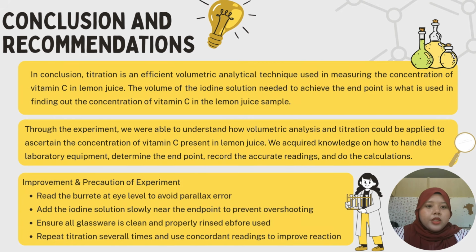This experiment demonstrates how volumetric analysis can be applied in food analysis to determine nutrient content accurately and reliably. Through this experiment, we also gain practical experience in handling laboratory apparatus, identifying the endpoint, recording accurate data, and performing calculations. To improve the accuracy of the experiment, several precautionary measures should be taken. These include reading the burette at eye level to avoid parallax error, adding iodine solution slowly near the endpoint to prevent overshooting, ensuring all glassware is clean before use, and repeating the titration to obtain concordant readings.